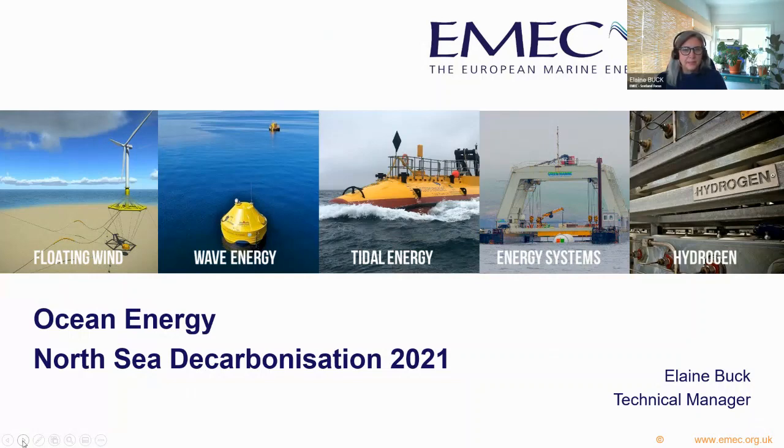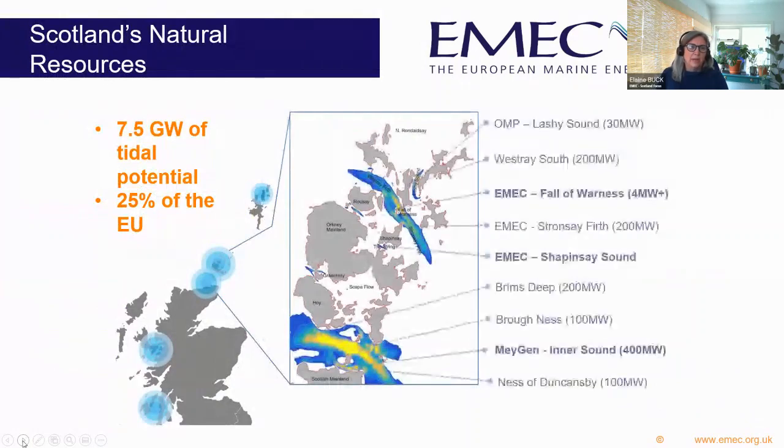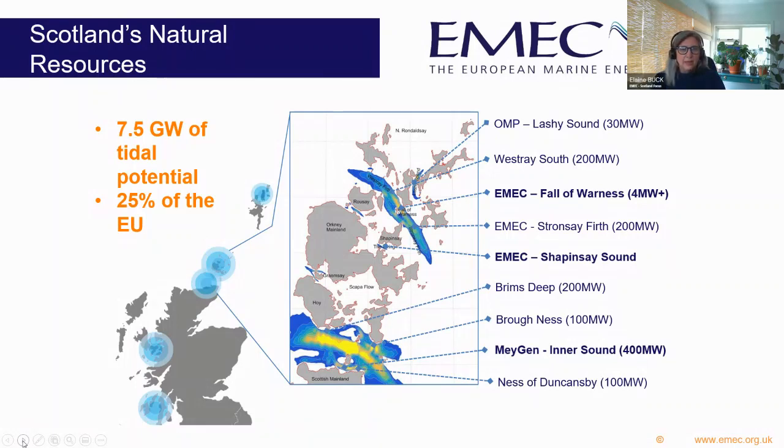Next slide. So first, we just have to talk about the resource capability up here in Scotland and certainly around Orkney. On this slide, we're focusing a little bit on the tidal side, but in and around Orkney and in the UK, we have about 7.5 gigawatts of tidal potential, which is 25% of the EU capacity. We also have at our EMEC site specifically 4 megawatts, as well as at our Billia Croo site, about 10 megawatts.